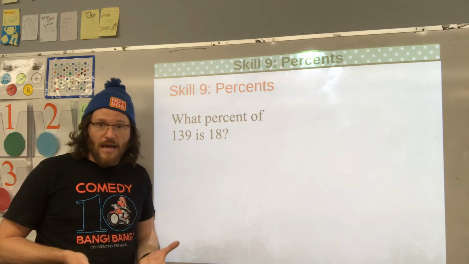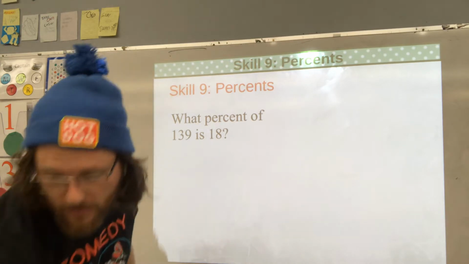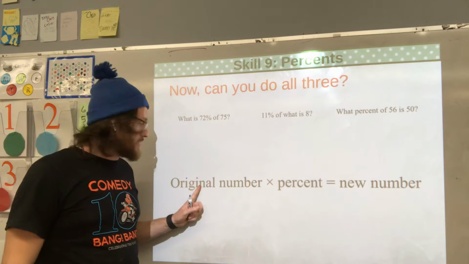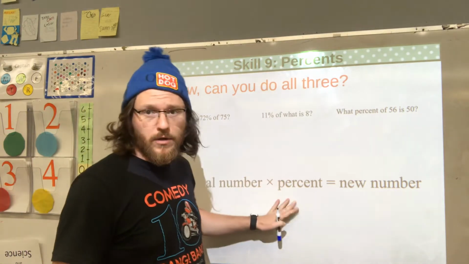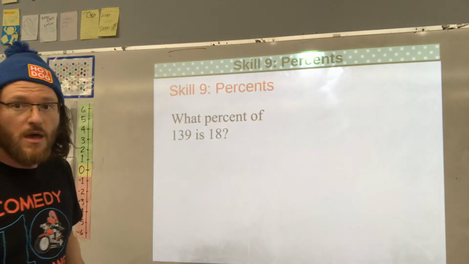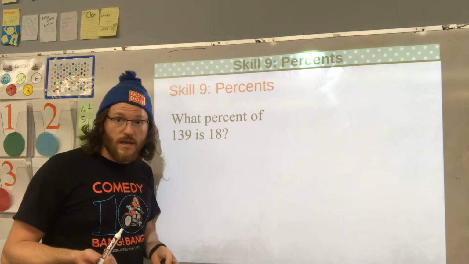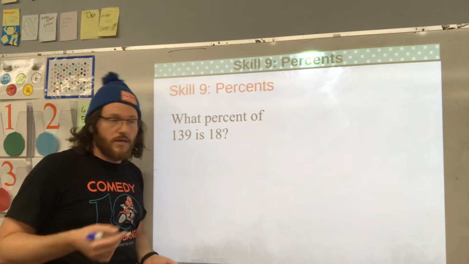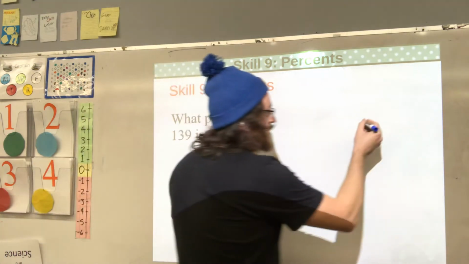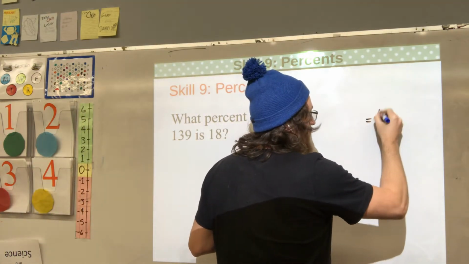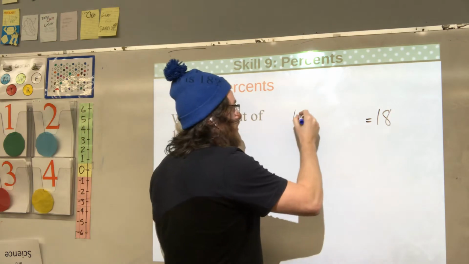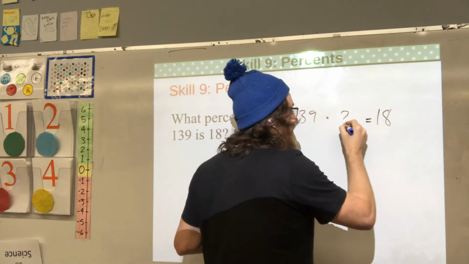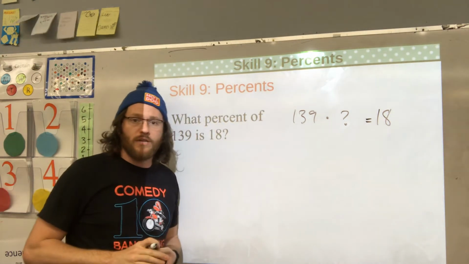Okay, but if we go back to that equation that we started with at the very beginning of class, it still gives us this sort of setup. There's some original number, there's some new number, and we're finding the percent in between. So if we wanted to set this type of problem up, the original number here, what percent of 139 is 18, right? What it's asking us is what type of equation equals 18 when we start with 139. What we don't know is the percent that we're multiplying 139 by.